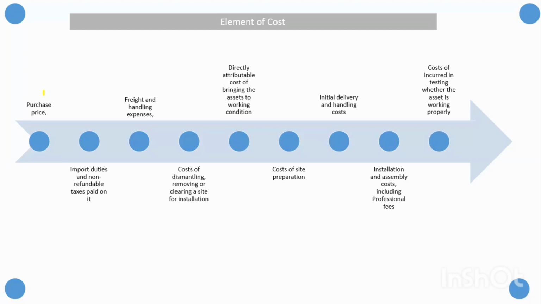The second is the cost of opening a new facility. This should not be added to the cost of an asset. The third is administration and other general overheads. Administration and other general overheads should not be added to the cost of an asset.